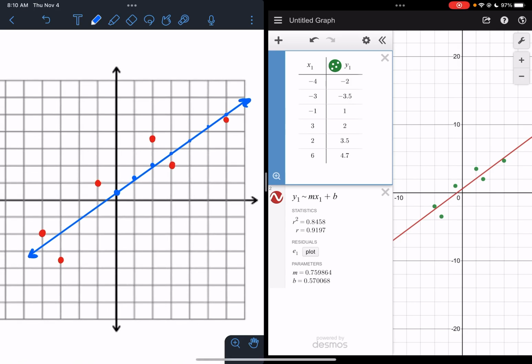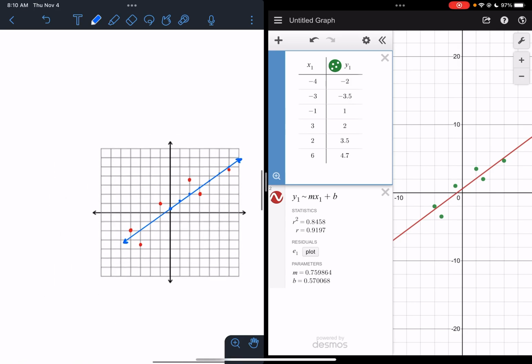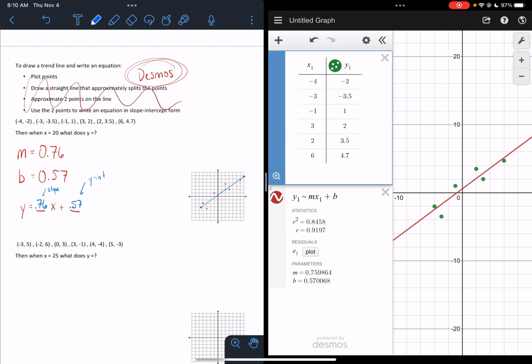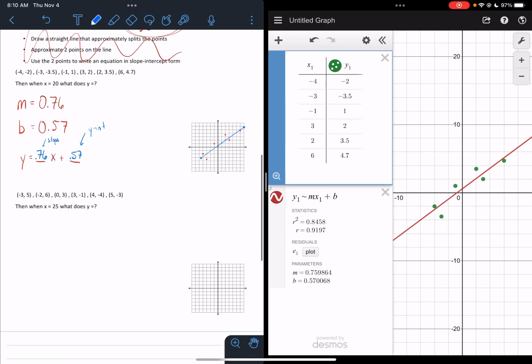Again, that's that same line that I had on Desmos, but I'm plotting my ordered pairs and I'm seeing that line of best fit on my paper. Okay? And the one thing that's kind of nice about doing it on Desmos is that when I go down to the next problem, I can just change my table and it'll auto-calculate.